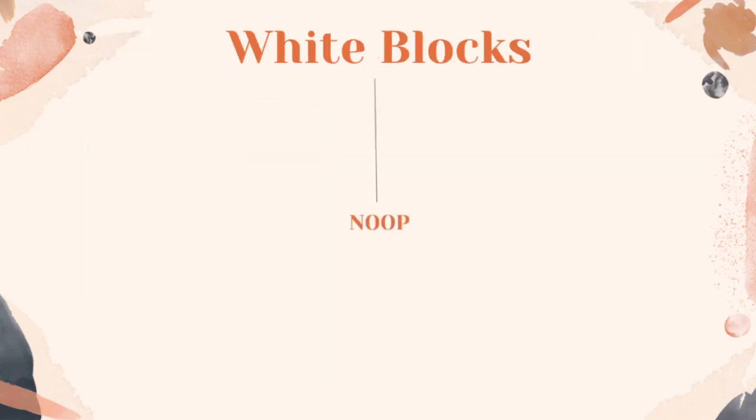White blocks are very simple. They are basically no operations. The interpreter will basically glide through them and move straight forward until the next color.